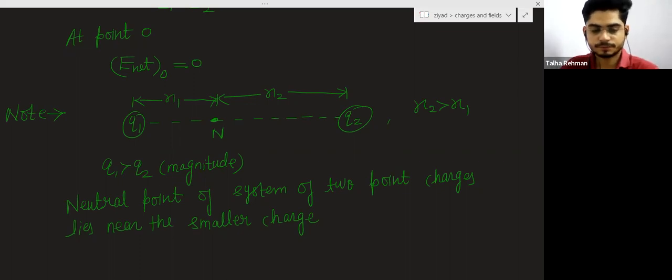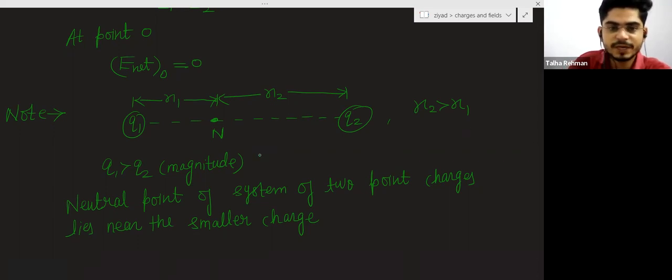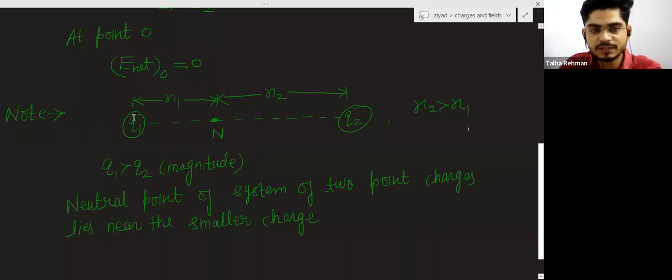So now we will find the neutral point of the symmetrical charge system. If you calculate the electric field at this neutral point, you will get the value of electric field 0. Net electric field due to this charge and due to this charge is equal to 0 here.